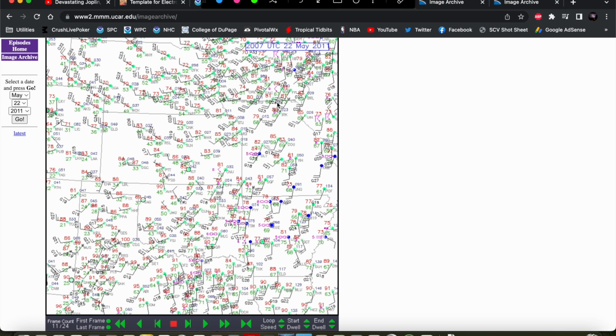Now, it's very difficult to see on our surface map here, but let me draw our components here. So the cold front situated somewhere in here, our dry line somewhere in here, and our surface low, very weak surface low, somewhere right in there.